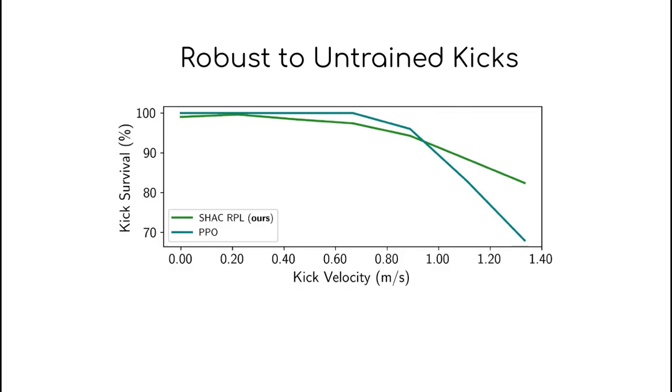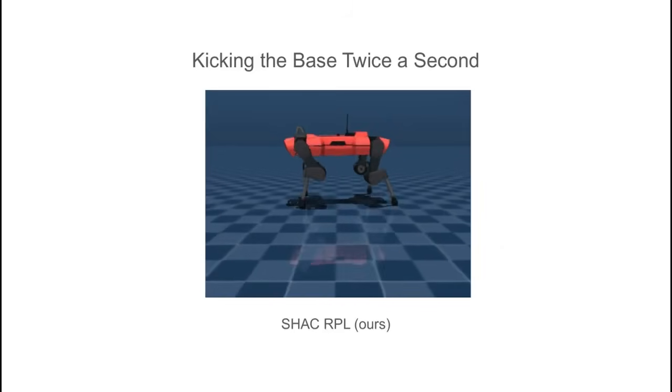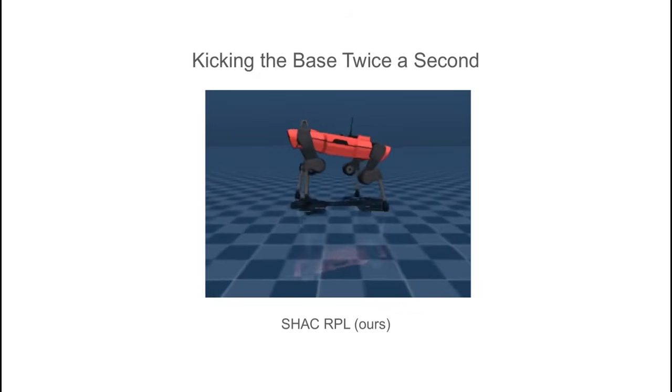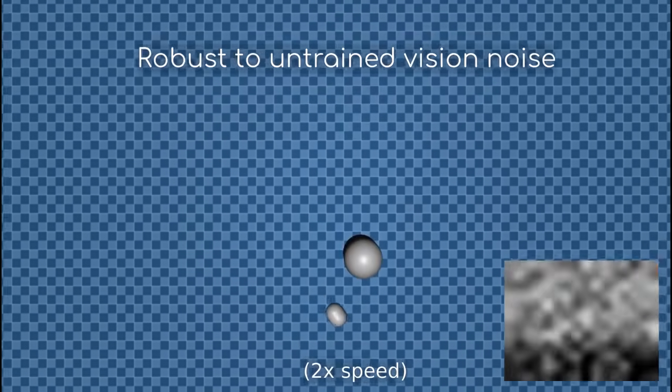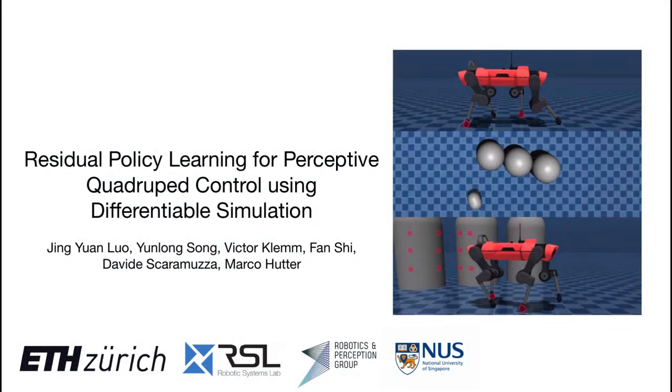Our locomotion policy is robust to out-of-training distribution perturbations. The vision component also manages to safely operate with untrained image noise. See our paper to find out more.